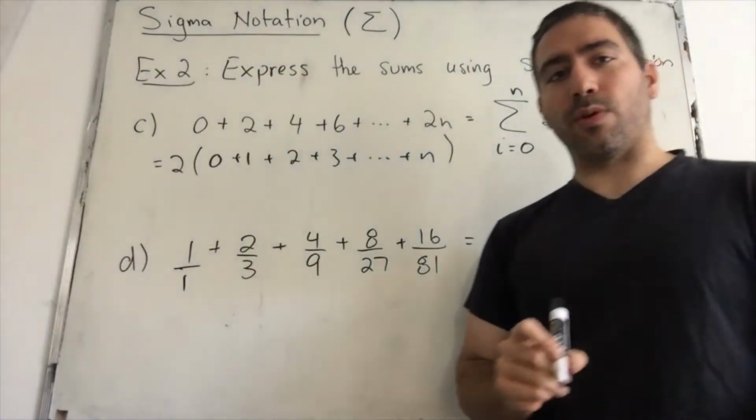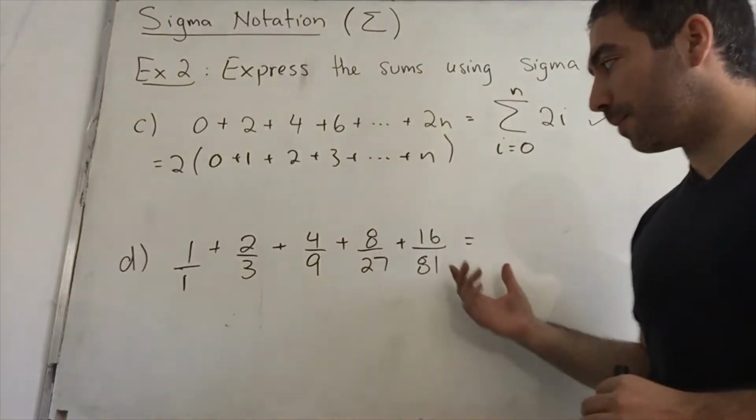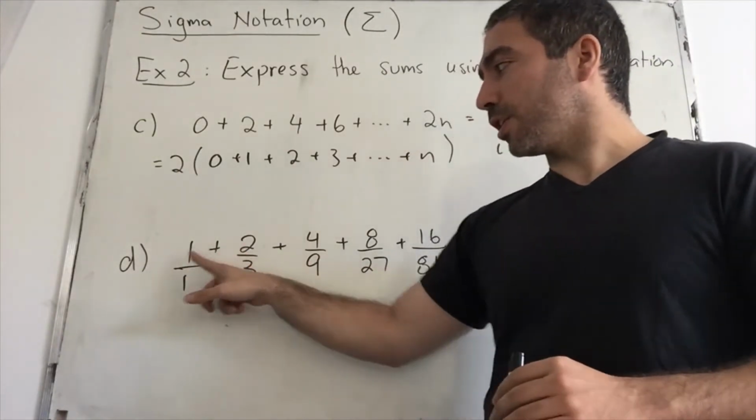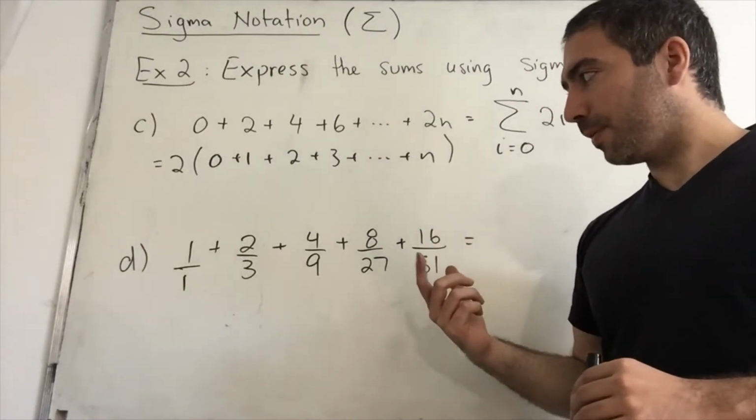So 1, I like to think of it as 1 over 1, and I like to focus on the numerator and the denominator individually. This is my advice. So if I look at the numerator, I have 1, 2, 4, 8, 16. There's a pattern that emerges here.